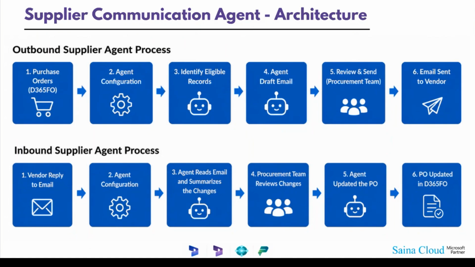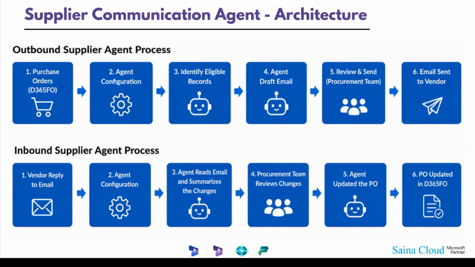So, as we said, there is a procurement team which, from day to day, spends a lot of time, energy and effort managing the communication with the vendors. They may miss some mails or some communications, which may have a big impact on their business. To make sure this problem is solved and to automate this task, we have a supplier communication agent. In this, we have two processes.